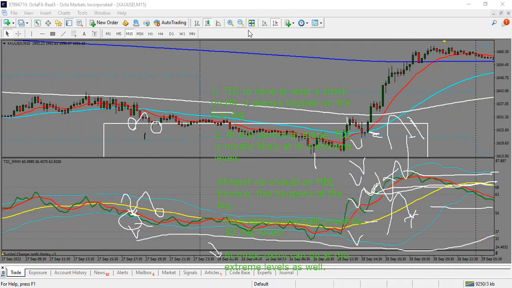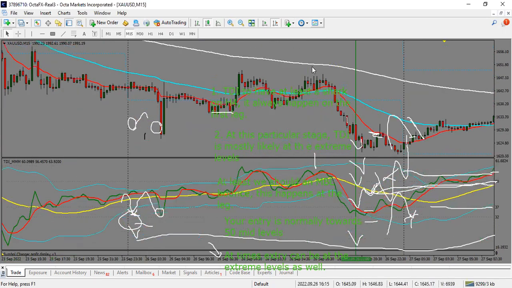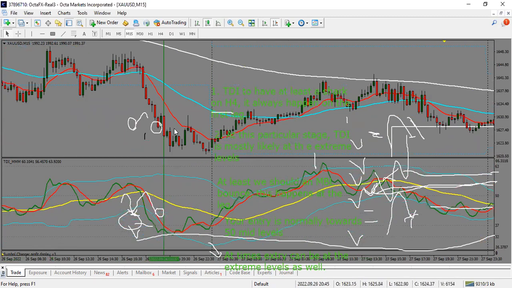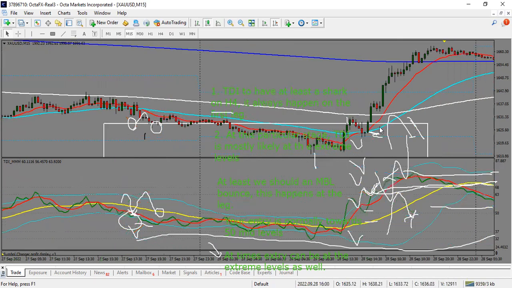But going back to the first one, the first leg, first W, we didn't have a significant close above 13 EMA too. Going back to this W, I wouldn't have picked an entry here. I wouldn't have picked entry on the first leg. You don't pick entry on the first leg. You pick entry on the second leg.